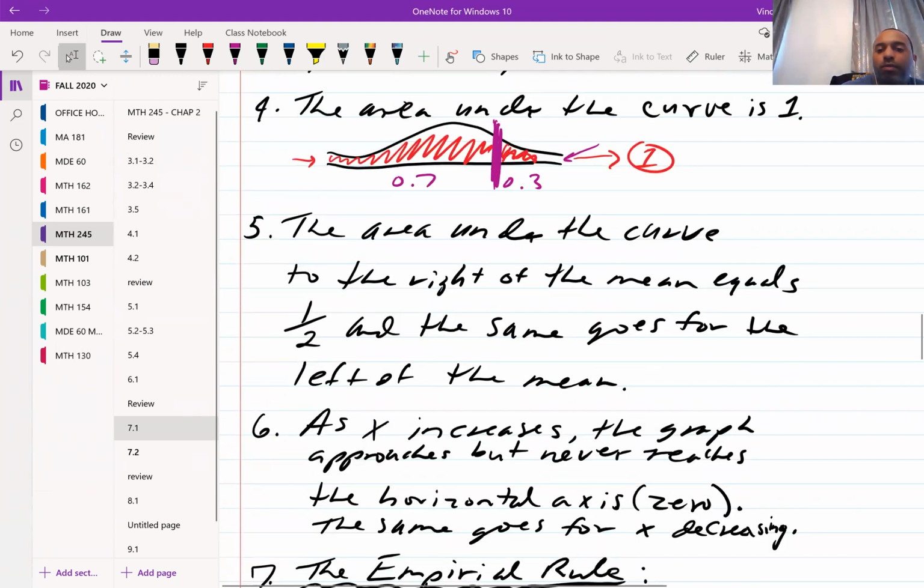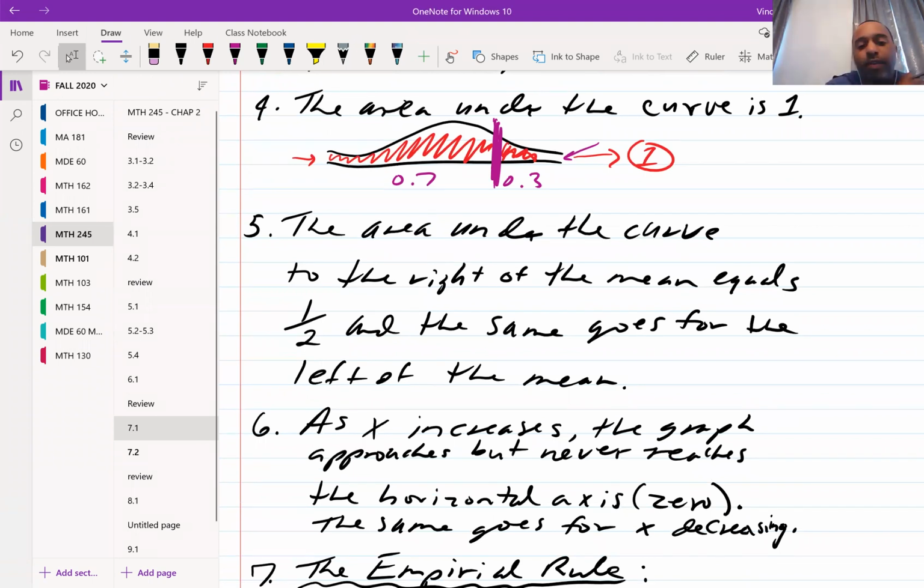Once again, these are just foundational things. Number six: as x increases, the graph approaches but never reaches the horizontal axis, which is 0. Same thing goes on for x decreasing or going to the left side. So you're talking about right here, you leave that little space right there. It just represents that it doesn't ever touch the horizontal axis, or it doesn't ever get to 0. It may get very close to it, but it never gets there.